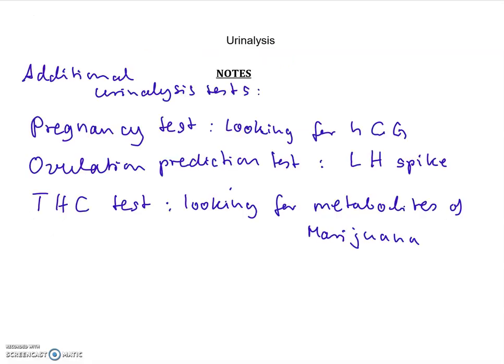And here, at the end, are some additional urinalysis tests that I like to do with students. They're easy to do. We have these test strips in the lab, and they're very common. You can just go to a store and buy these. The pregnancy test is looking for the hormone human chorionic gonadotropin that's only present in pregnancy, and that's the basis of the pregnancy test. The ovulation prediction test looks for the spike in the hormone LH, the luteinizing hormone, and the THC test looks for the metabolites of marijuana. You should know this because I might put this on your quiz.